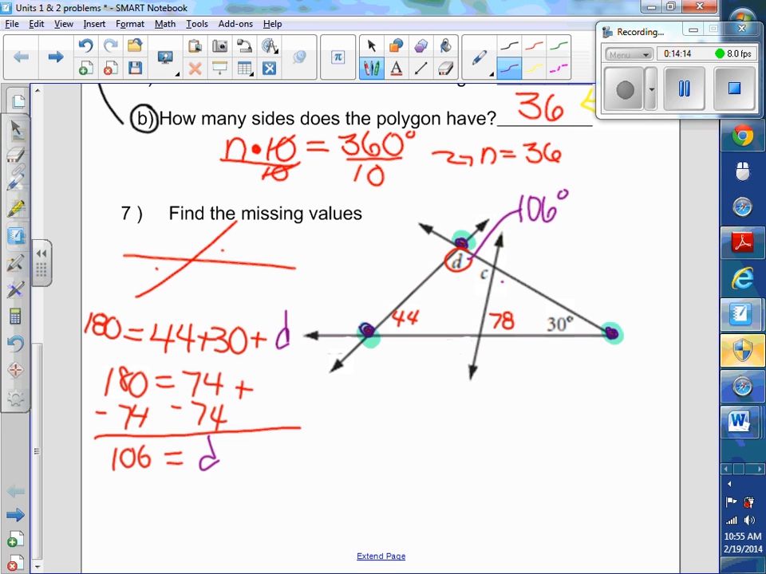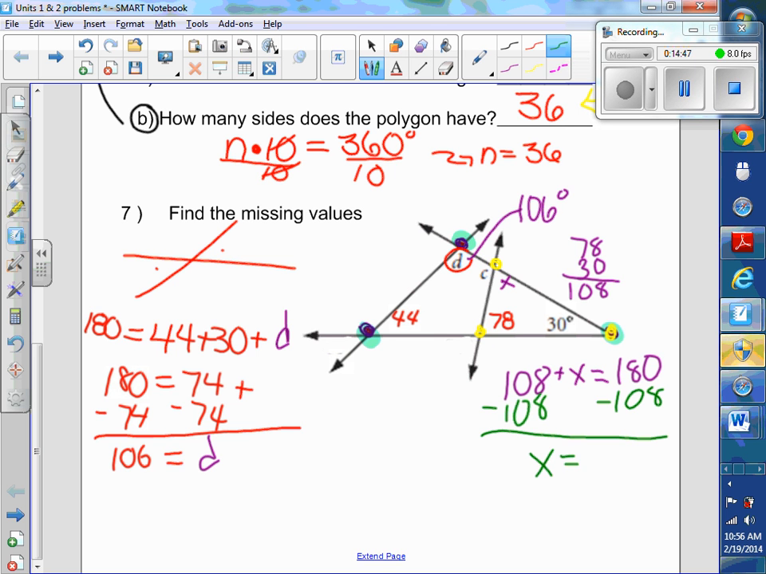Let's call that x, since we don't have a letter there. Will we agree that 78 and 30 need to be added to do that? So that's 108, right? And so we know 108 plus something, which we're going to call x, has to add up to 180, because that makes a triangle right here. Subtract 108, and then we have x is 72. That would be right here.